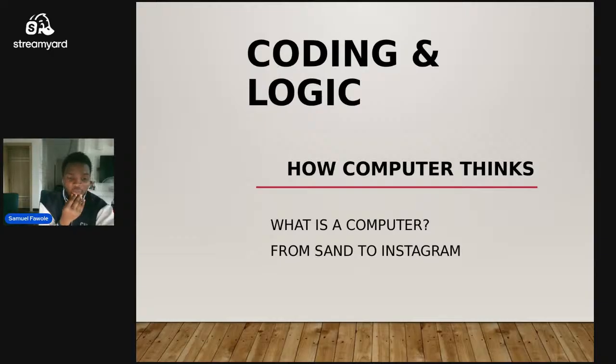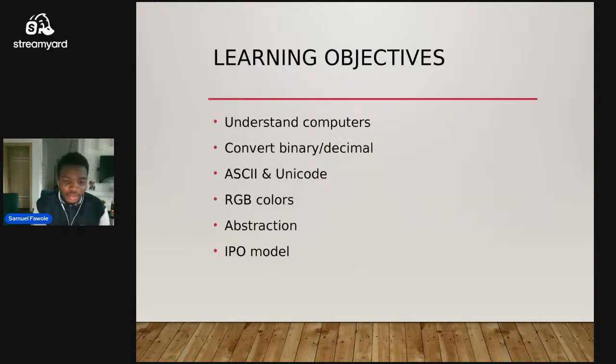So, coding logic: how computers think. Today we are going from sand to Instagram. And sand is just me being funny. It's actually transistors, but it's also not that far off since the transistors we're talking about are silicon transistors. Our learning objectives: to understand computers, convert binary to decimal, ASCII and Unicode, RGB colors, abstraction and the IPO model.